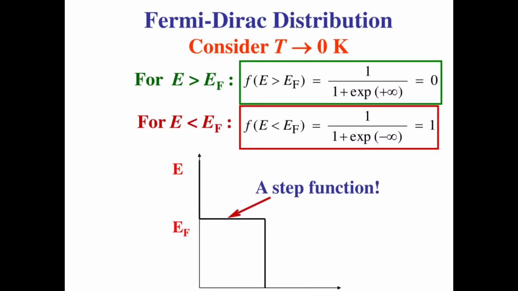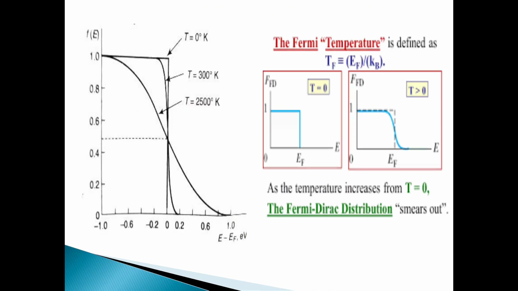Now for this graph, when we consider E greater than Ef for temperature T equal to 0, we find that the probability is equal to 0. Similarly, for the same equation, if E is less than Ef for T equal to 0, we find that the probability Fe equal to 1. So in this way, we get a step function for the Fermi-Dirac distribution curve.